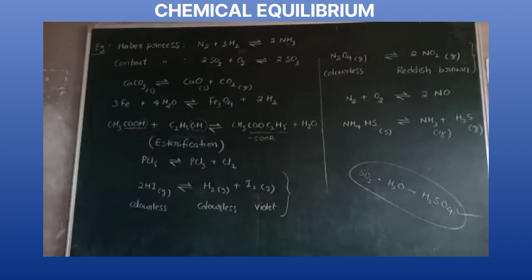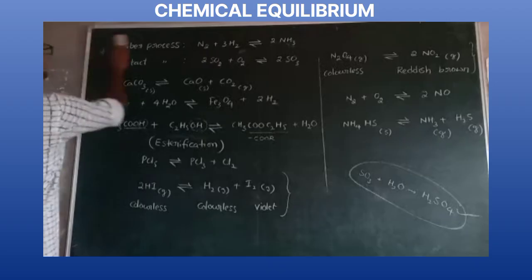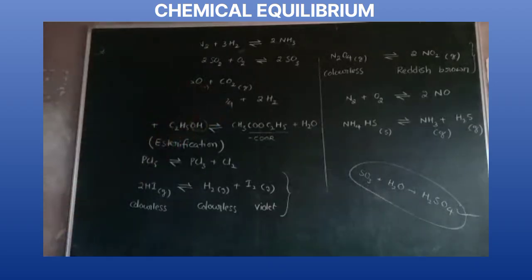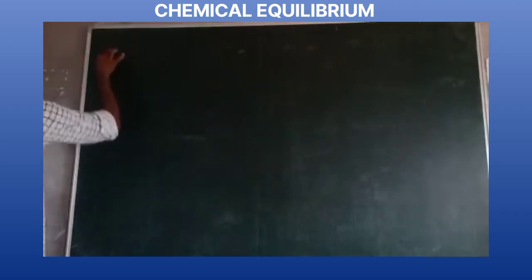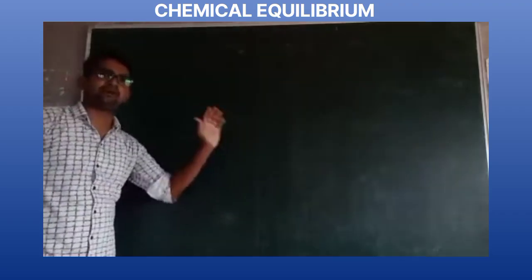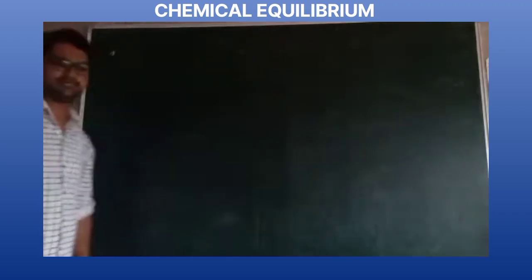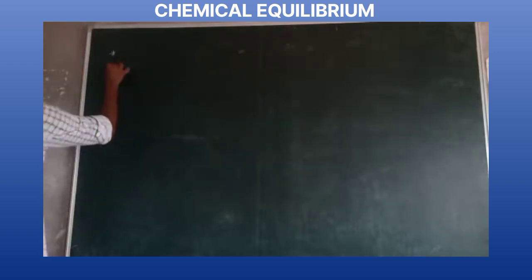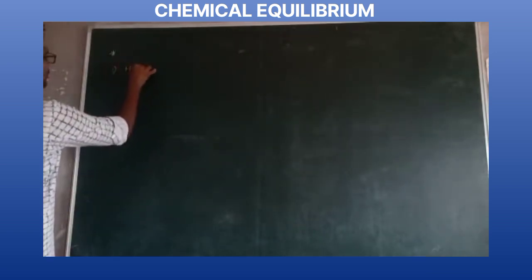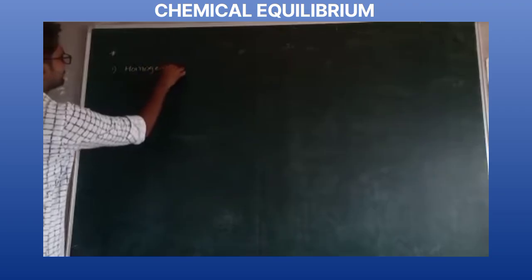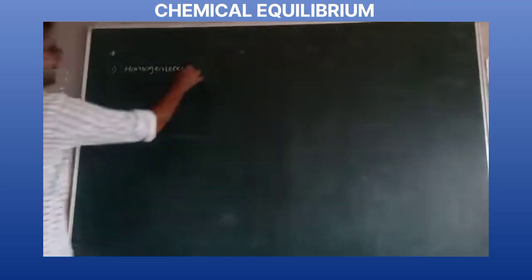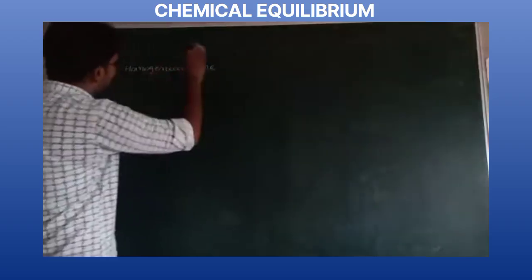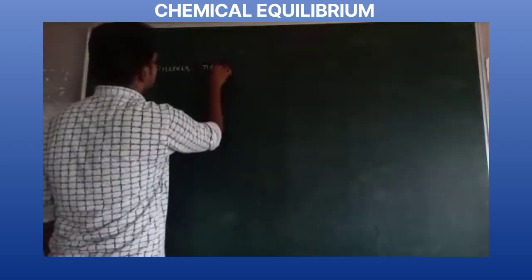These reversible reactions are also classified into two types. Write down. Now write the point. Reversible reactions are further classified into two types. First one, homogeneous reactions. No need to write chemical or equilibrium. Write homogeneous reactions.